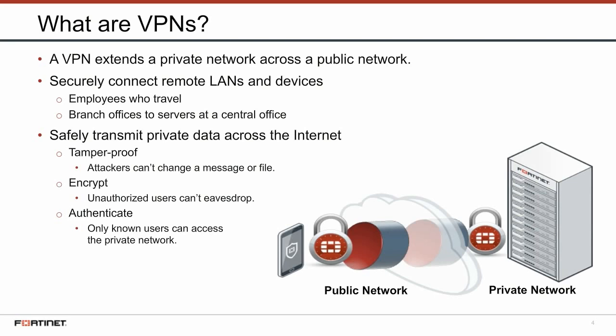User data inside a VPN tunnel is encrypted for privacy. It cannot be read, even if it is intercepted by unauthorized users. VPNs also use security methods to ensure that only authorized users can establish a VPN and access the private network's resources. They typically also provide tamper-proofing. Most VPNs are SSL or IPsec VPNs. FortiOS supports both, as well as less common, weaker VPNs such as PPTP. In this lesson, we will focus on SSL VPNs.